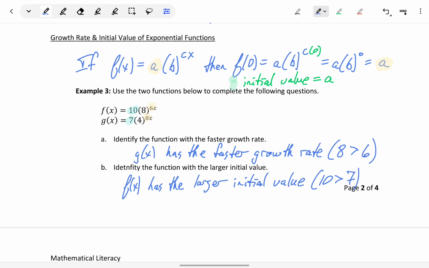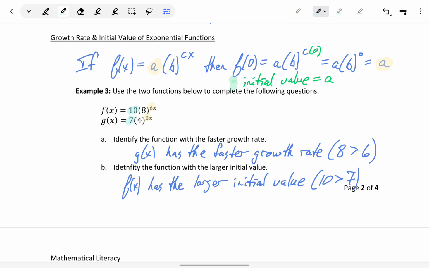And what this would mean in a practical setting is that exponential functions are often used to model things like population growth. If we talk about f of x having the larger initial value, that means the population modeled by f of x would have the larger initial population, but the population modeled by the function g of x would have a faster growth rate. So given time, that second population, g of x, would quickly overtake the originally larger population, f of x.